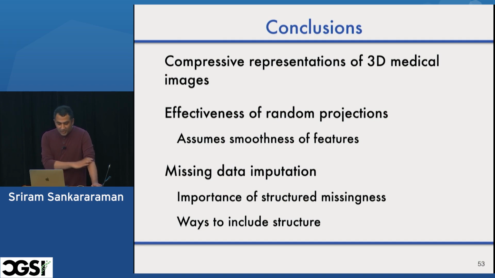Coming to the missing data imputation part of the talk, I think this idea of structure to the missingness is really important, but underappreciated. It's something that we and others are now beginning to look more closely into. And how we actually include the structure in different ways into the learning algorithm can potentially lead to quite a bit of improvement.